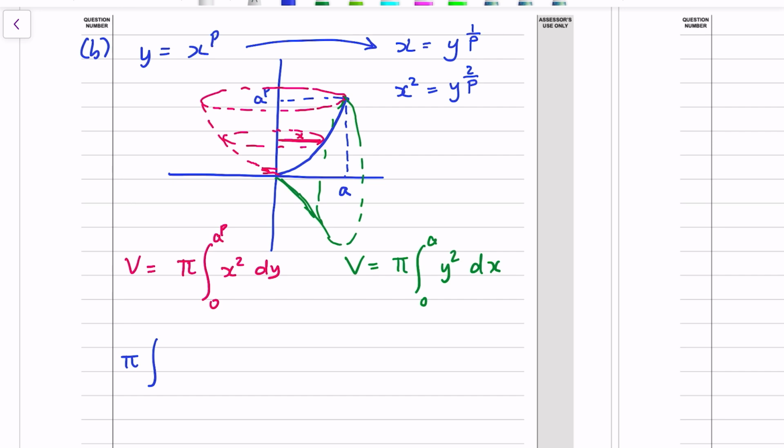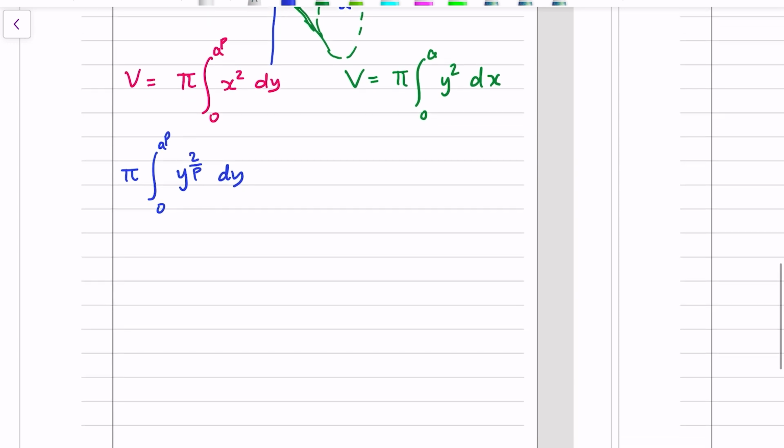So that's what we're integrating. Remember that p is just a constant. dy between 0 and a to the p. Increase the power by 1. Divide by the new power. All between a to the p and 0. The pi's will cancel because there's one on both of the volumes and we're making these volumes equal.